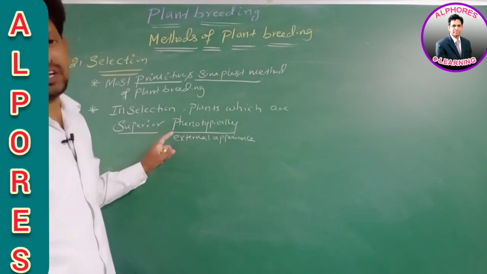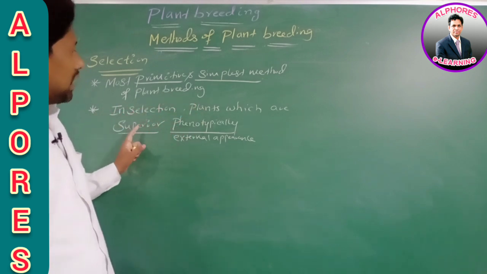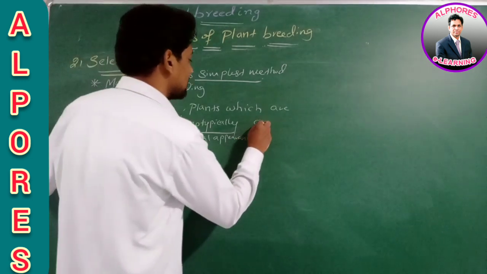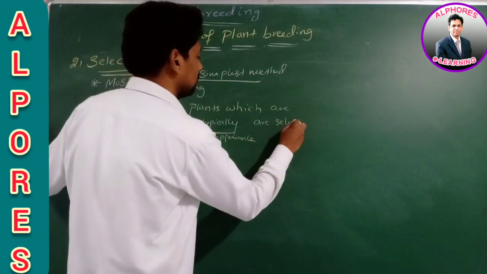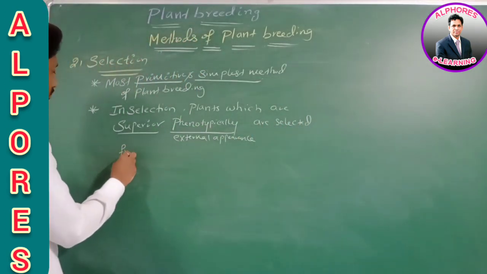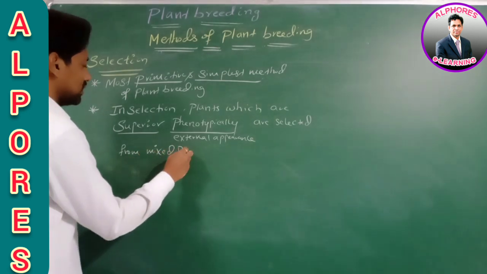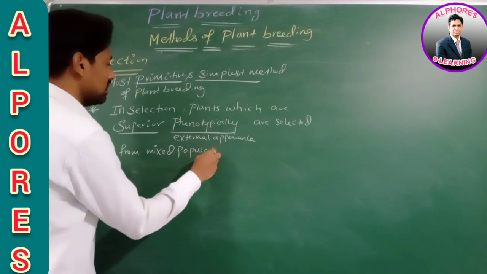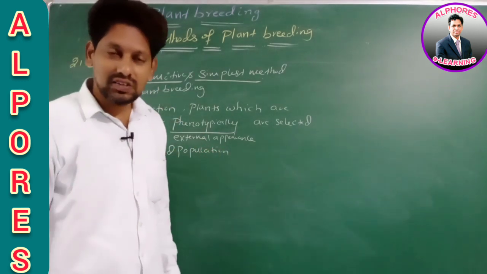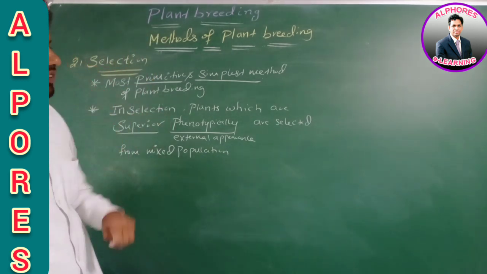From a mixed population of plants. Therefore, in selection, plants which are superior phenotypically are selected from a mixed population. Is this statement okay? Right. Now listen to this statement. We are discussing selection, right? Selection is of 3 types.